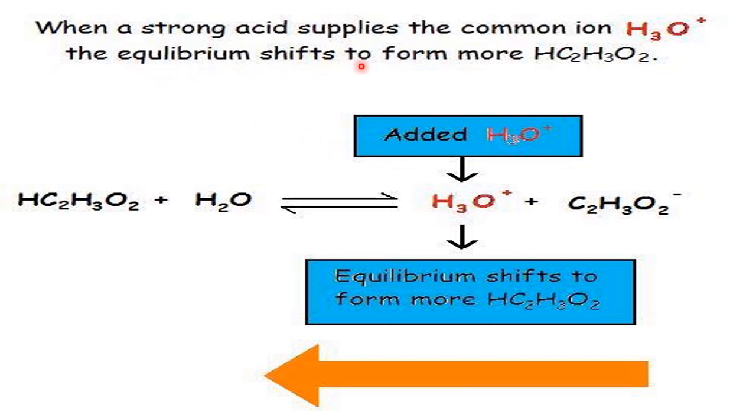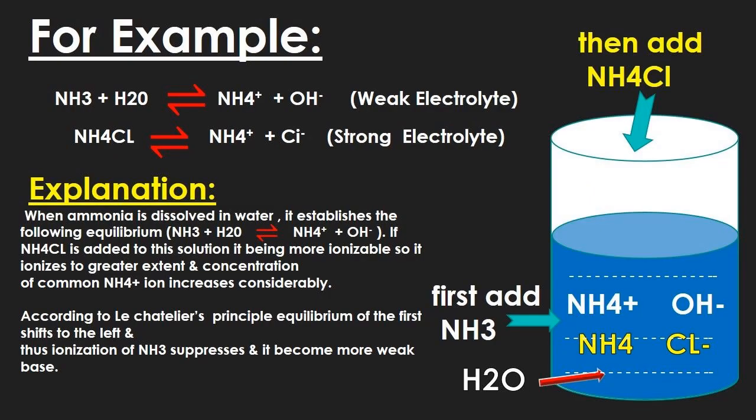When a strong acid supplies the common ion, H+ or H3O+, the equilibrium shifts to form more acid, because already H3O+ ions are there. Now you are adding more H3O+ ion. Again, the same thing happens that we saw in the previous equation. So the equilibrium shifts towards the left side. Okay, right. Now please see this one.